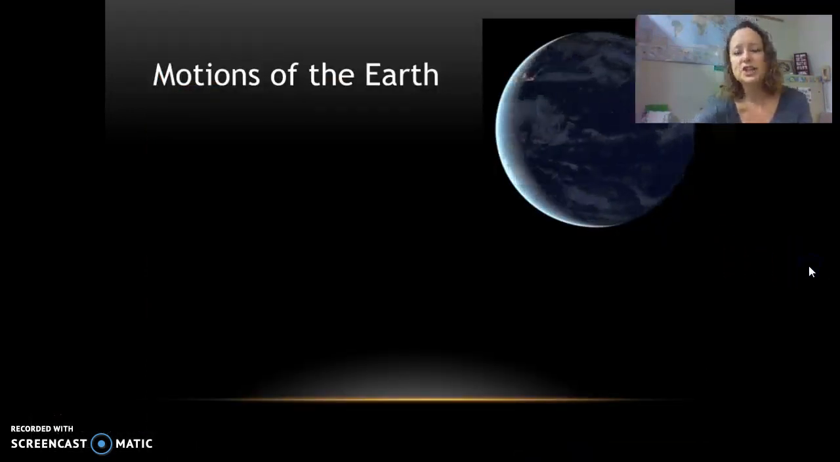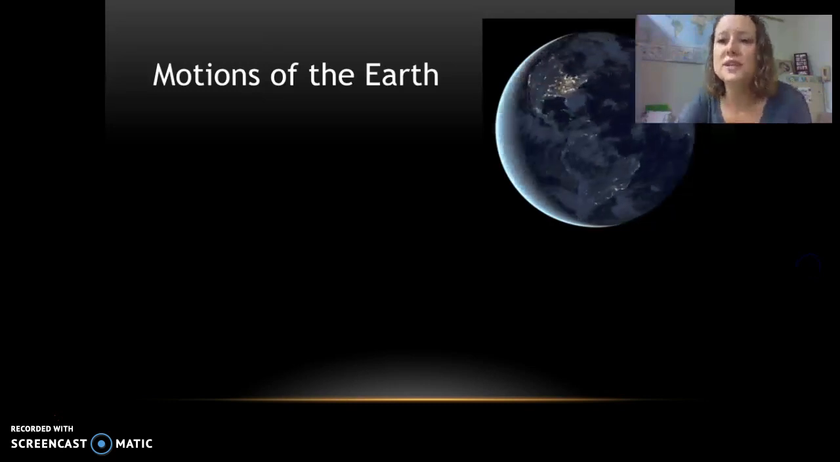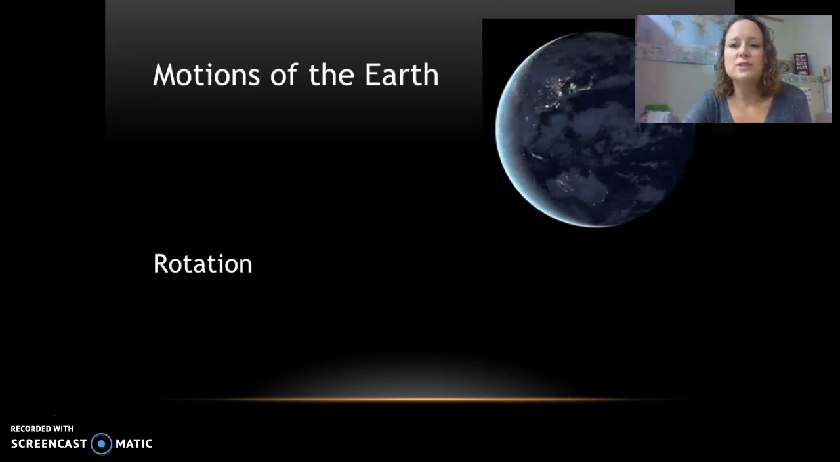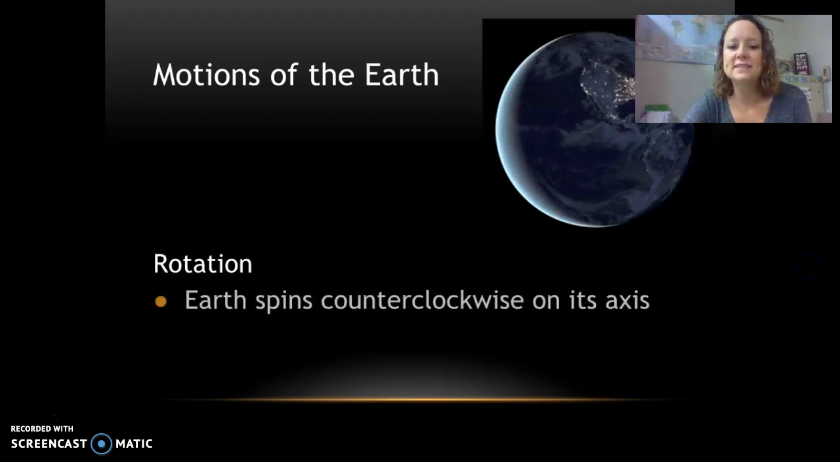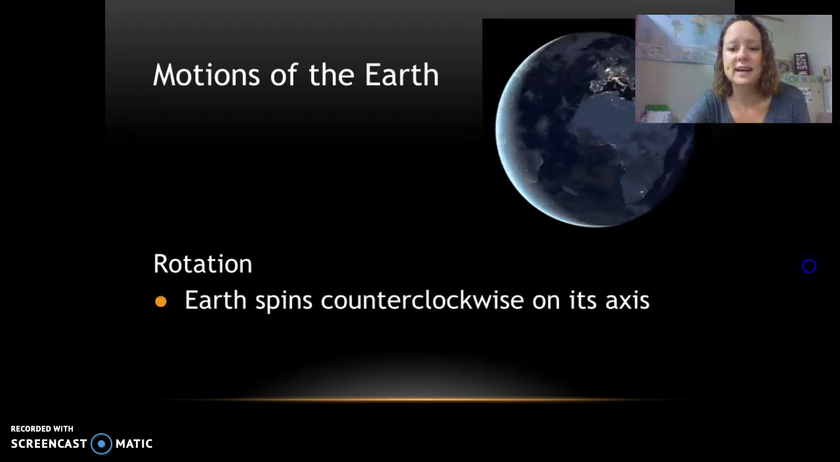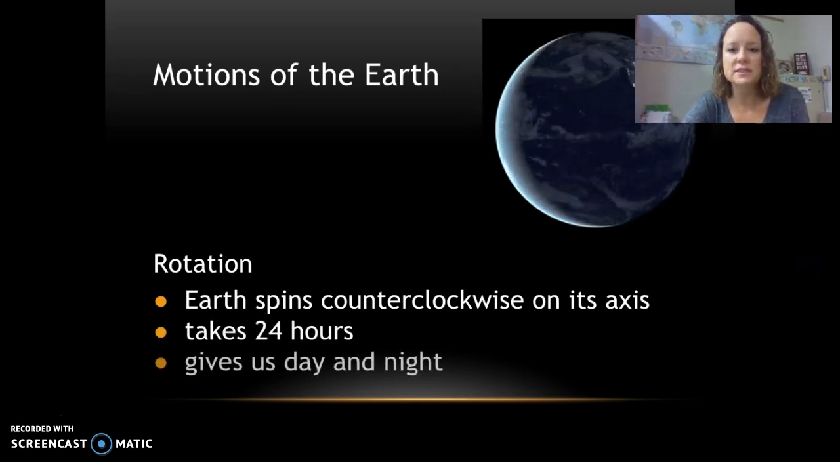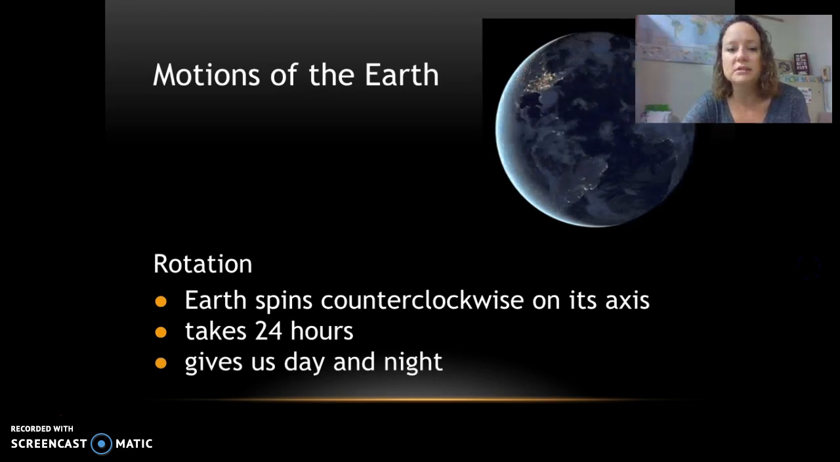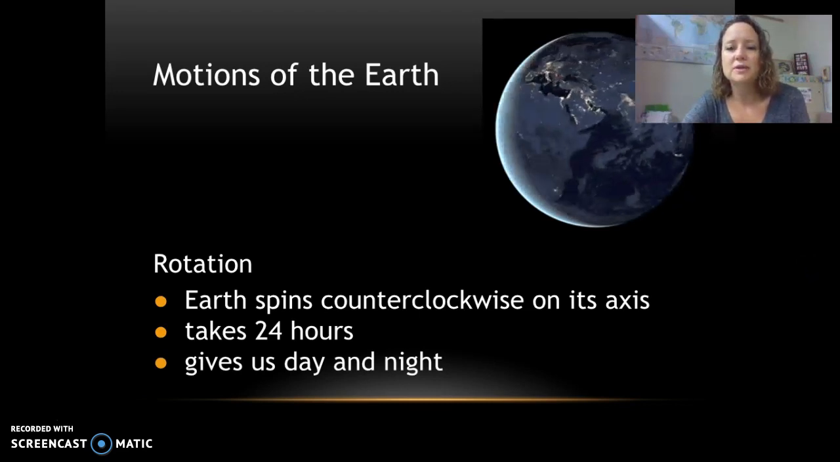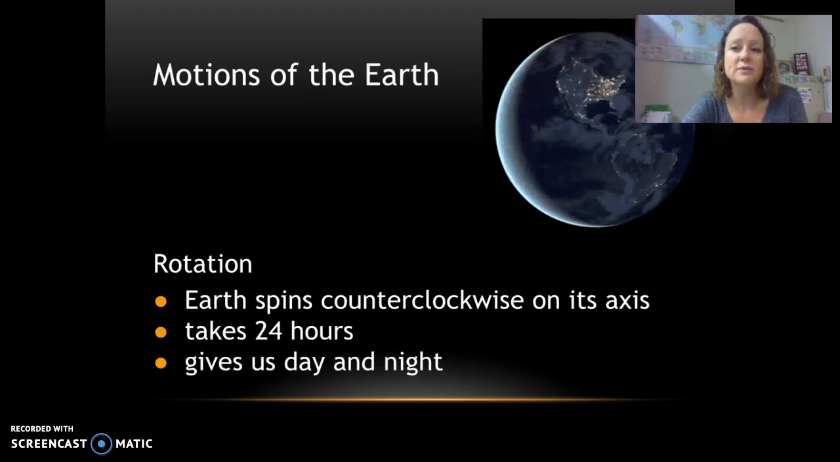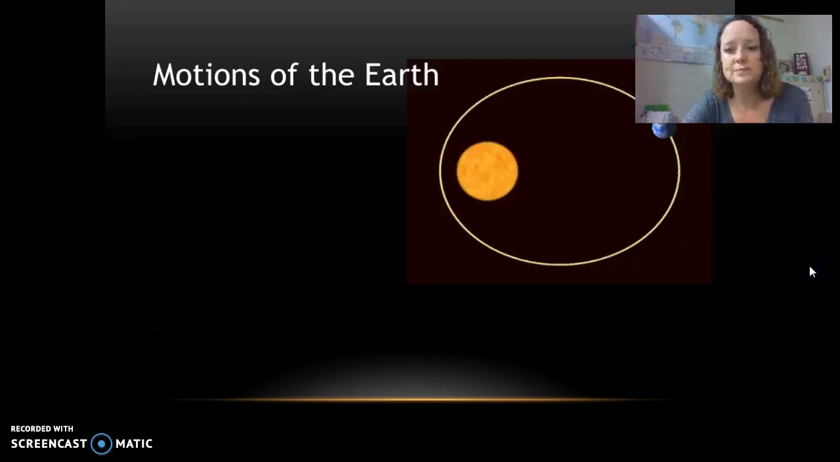All right, so let's take a look at how the Earth moves and how it moves relative to the sun. So first of all, the Earth rotates on its axis. This is what gives us day and night. It takes 24 hours for the Earth to make one complete rotation. So the 12 hours that it's facing the sun is daylight. The 12 hours it is facing away from the sun would be night.